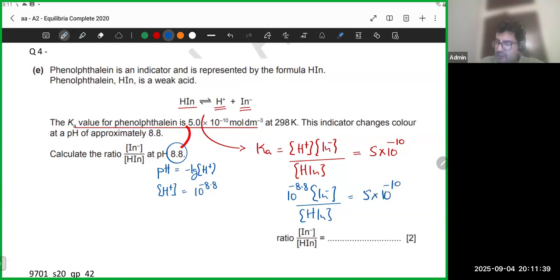And they're looking for this ratio over here, which is basically, I just need to take this to the other side. So I'm going to take that to the other side and I'm going to get the ratio. So it's 10 power -8.8. Can somebody try this on the calculator? What do you get?